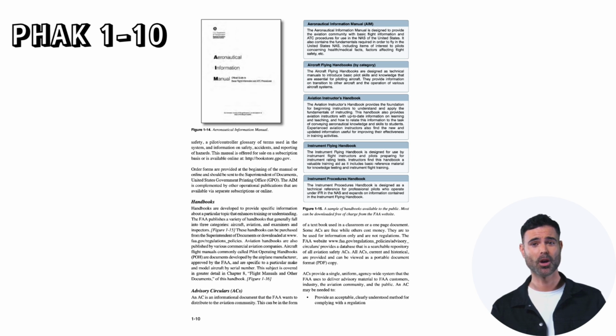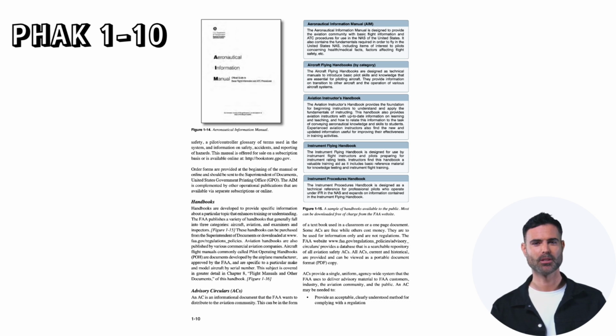This manual is offered for sale on a subscription basis or is available online at bookstore.gpo.gov. Order forms are provided at the beginning of the manual or online and should be sent to the Superintendent of Documents, United States Government Printing Office, GPO. The AIM is complemented by other operational publications that are available via separate subscriptions or online.